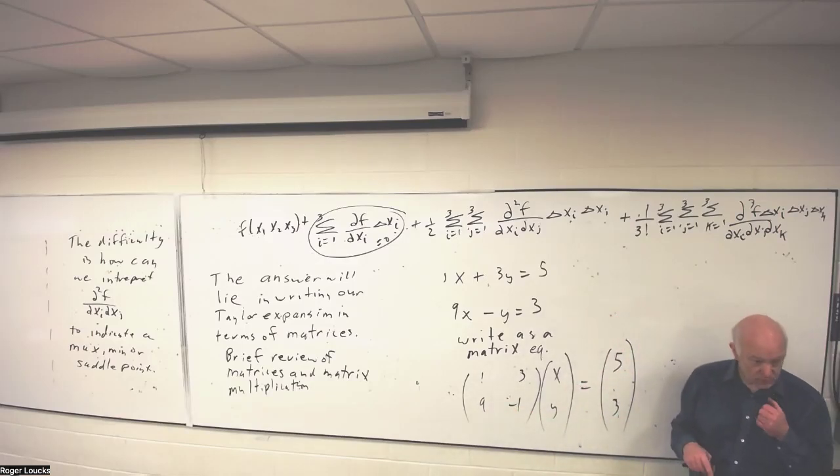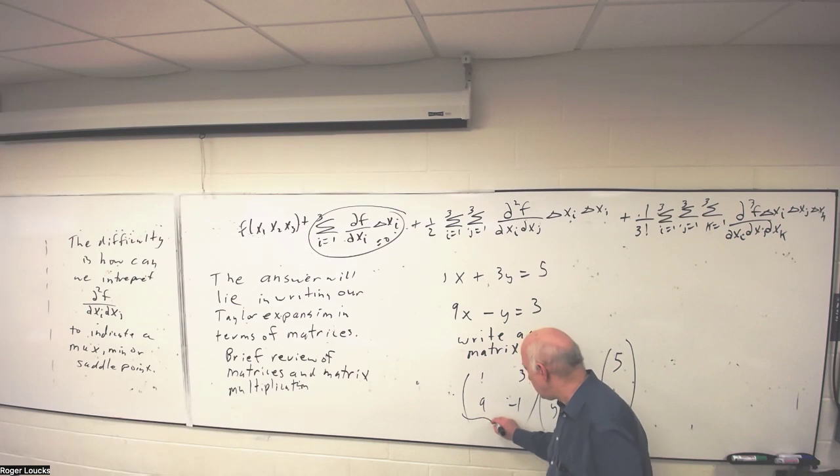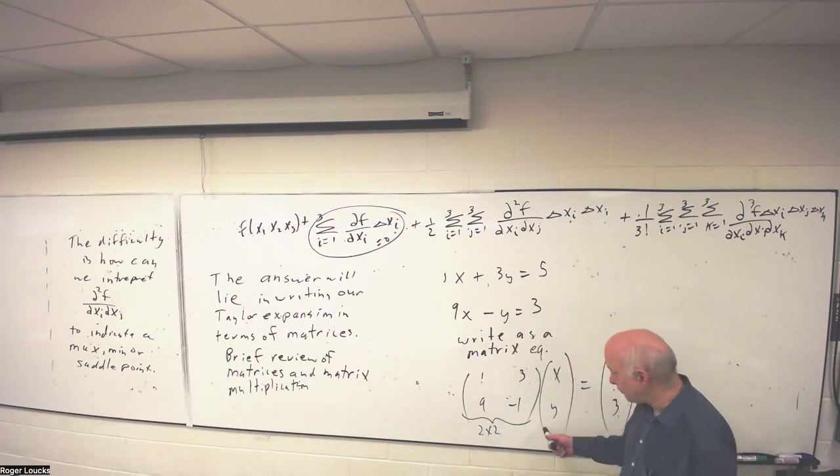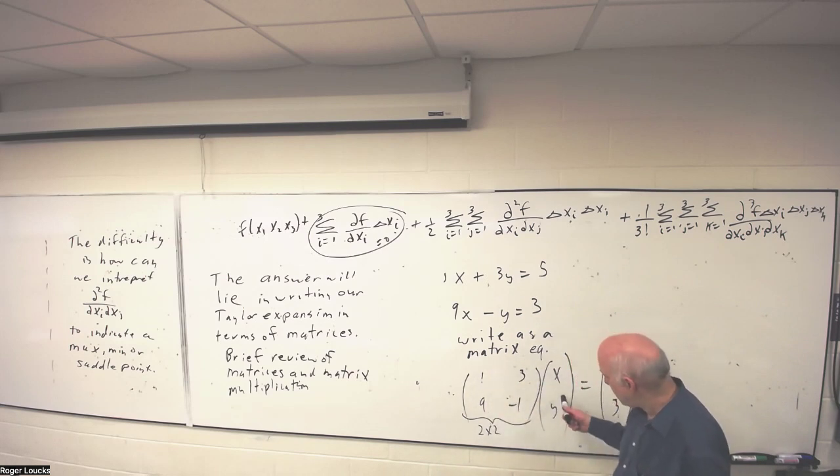Does that make sense? Now I'm going to actually have shorthand notation. This right here, we call this a 2x2 matrix. And this right here, because these are the columns and these are the rows, this is just going to be a pure column. So this I call a 2x1.